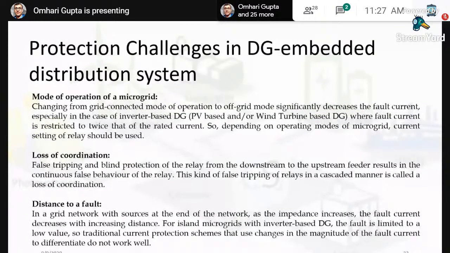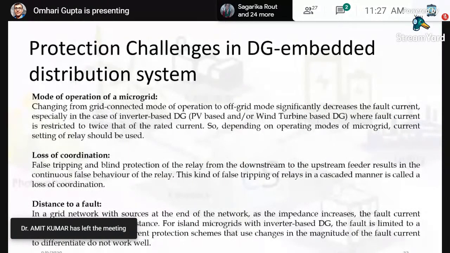Then the mode of operation of a microgrid. If you change the mode of operation from grid connected to grid disconnected or off-grid mode, there will be a decrease in the fault current, especially in the case of inverter-based DG, where fault current is restricted to twice the rated current. So depending on the operating mode of the microgrid, the current setting of the relay should be used.